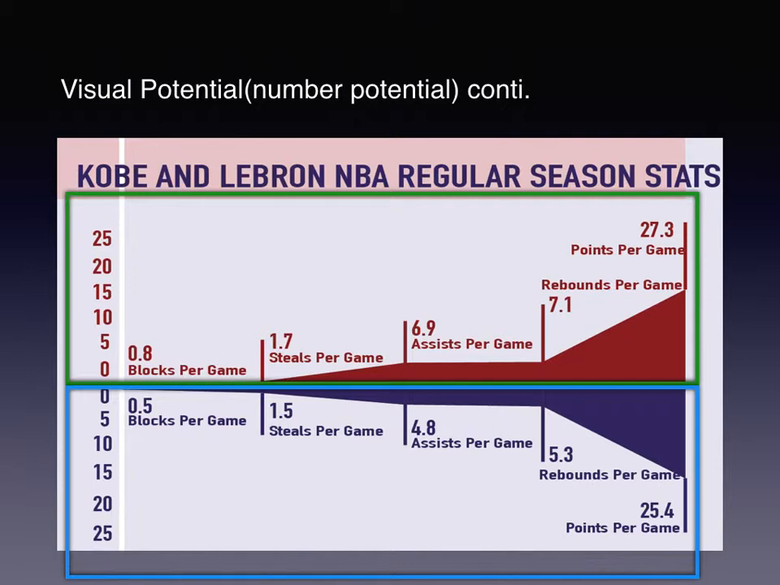Viewers have to check the specific number to know the data, but the advantage of this display is that I split the display in two parts. Everything in the green box is about LeBron, and everything in the blue box is about Kobe. Viewers can easily tell which data belongs to whom.